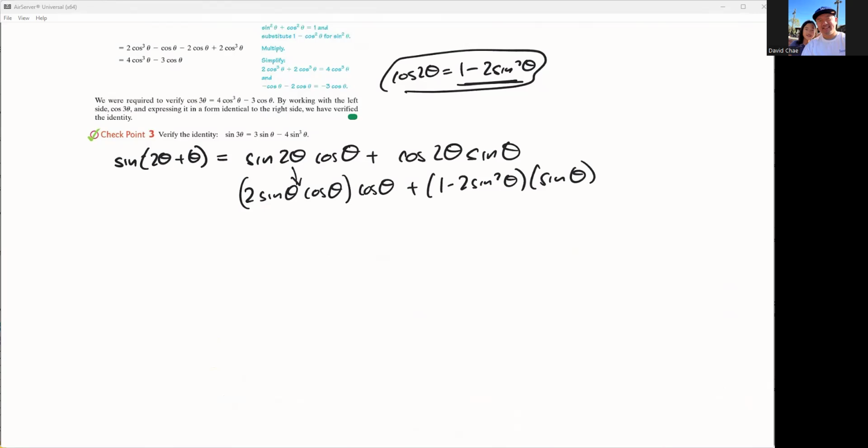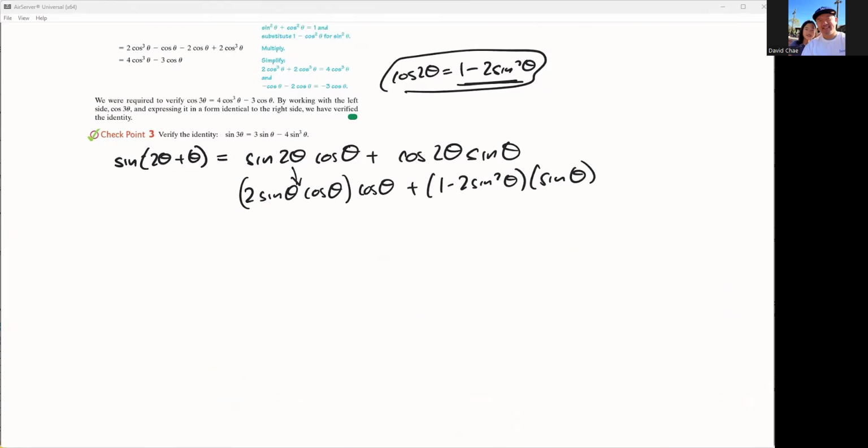I believe you can. Is there a way to know which one is best to use? In all honesty, I only chose it because the identity is in sine and sine. You know how it says 3 sine theta and 4 sine cubed theta? So that's why I chose the sine one. I don't think there's a way to know for sure.